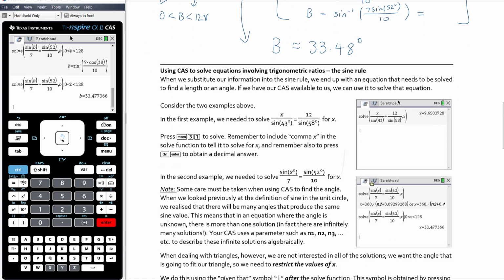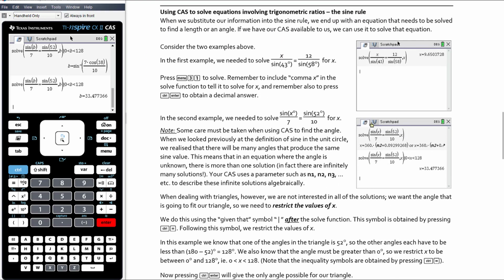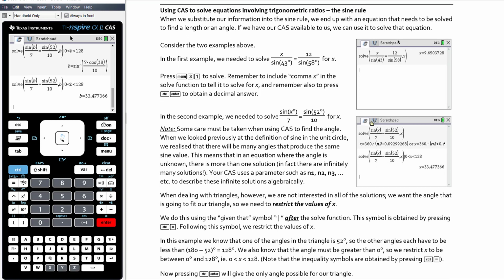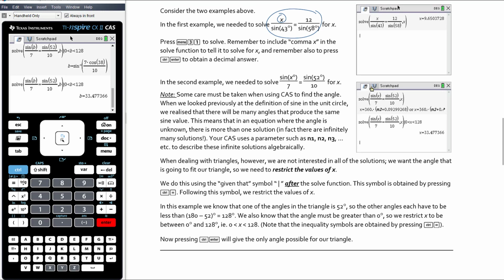Okay, so there's a bit of information about your CAS here, using CAS to solve equations to find trig ratios. So in this first example, it's a length that's unknown. If the length is the unknown thing, you don't need any restriction at all. It's only when it's the unknown inside the sine function, sine of x, that you're going to need to add in the restriction. So in this second example here, where sine of x, we're going to need a restriction in order to be able to solve that particular equation.